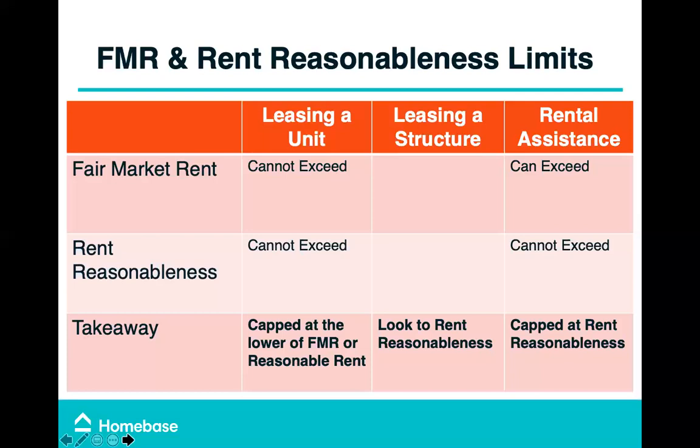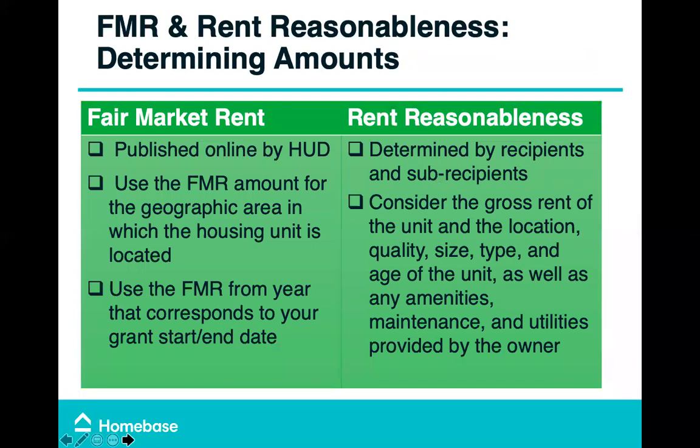Now that we've talked about applicable limits, the next slide will consider how to figure out these amounts. So we've already covered how to find FMR, which is published online by HUD using location-specific calculations that are updated each year. Rent reasonableness, by comparison, is determined by each project, really for each potential housing unit. It's based on an assessment of the unit against comparable units in its area. Since rent reasonableness is a bit more complicated, let's go into it a bit more, starting on our next slide.